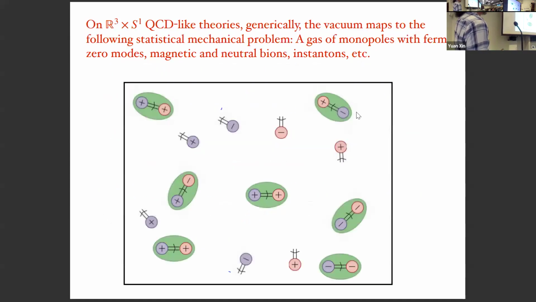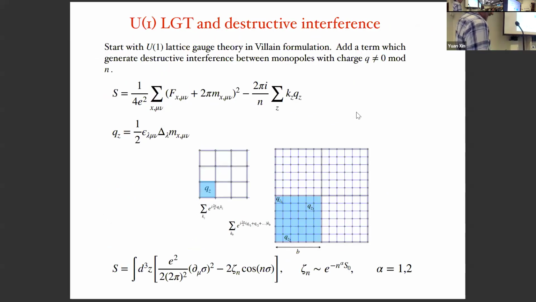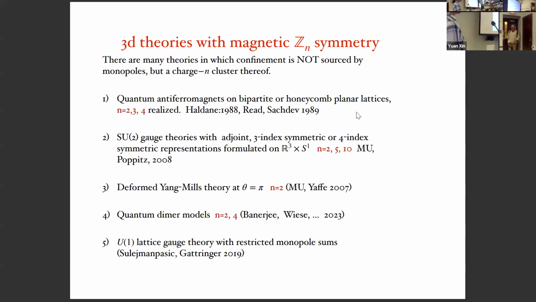okay, let me go back forward. Confinement is caused by this kind of operator, cosine n sigma. Okay, now let me move back. And let me tell you a few places where this occurs.